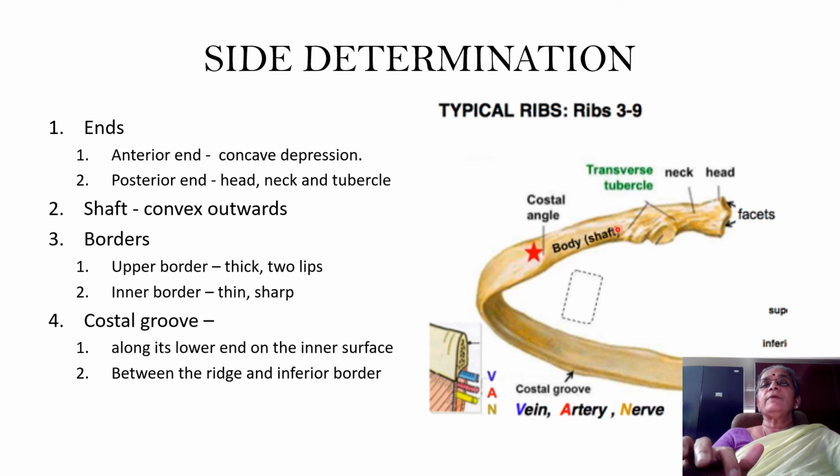This is the point where there is a change in the direction of the angulation of the shaft, called the angle of the rib. And you are seeing the costal groove, which contains three structures from above downwards, that is the vein, artery and nerve. So the mnemonic to remember the structures in the costal groove from above downwards is vein, artery and nerve.